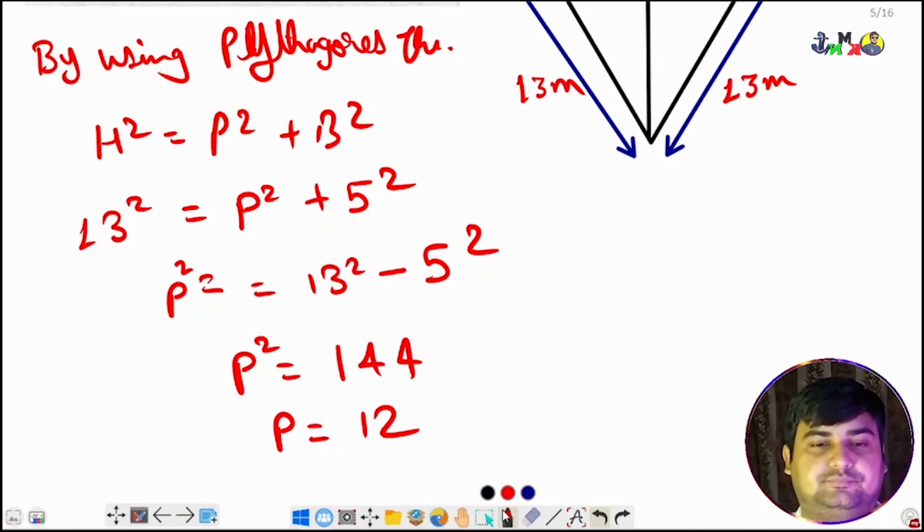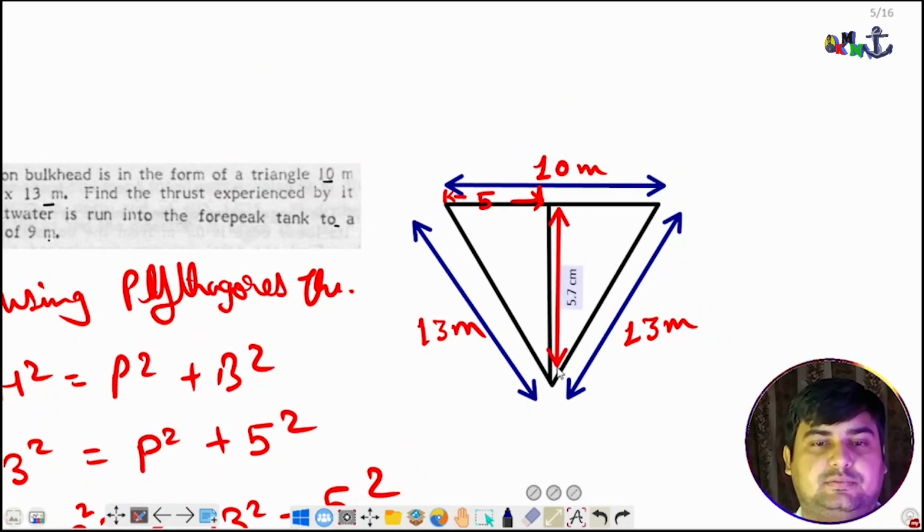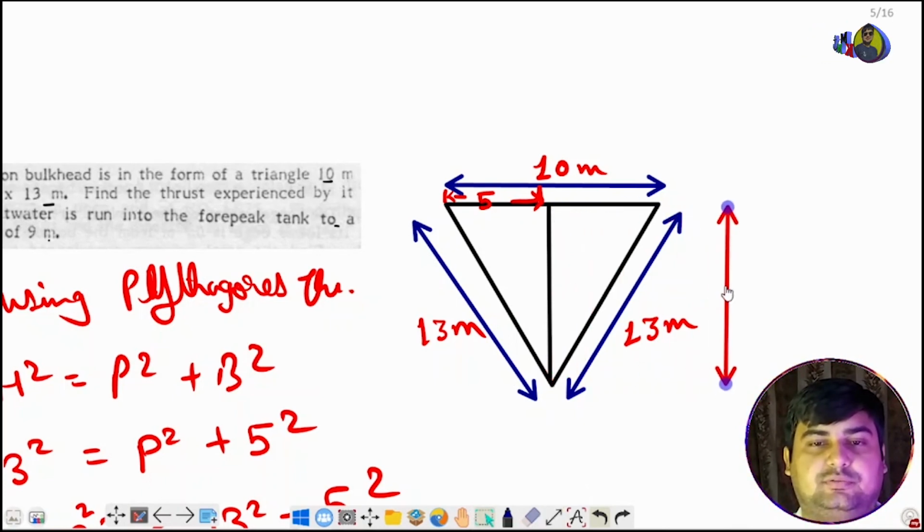So we know that this height is 12 meters. I'll keep this outside. So this is 12 meters. And now we know that.